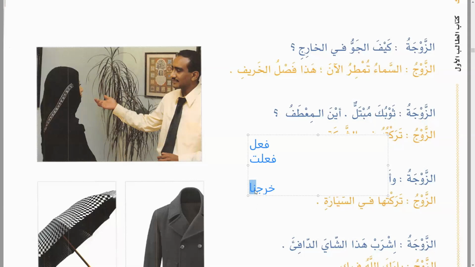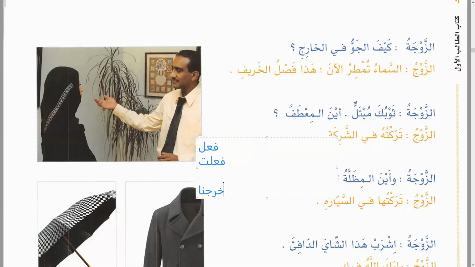Right? Now, if I wanted to add an object to it, I left it. What is the it now? The coat. I left the coat, right? I left the coat. So this hu is what? It is the object. I left it.